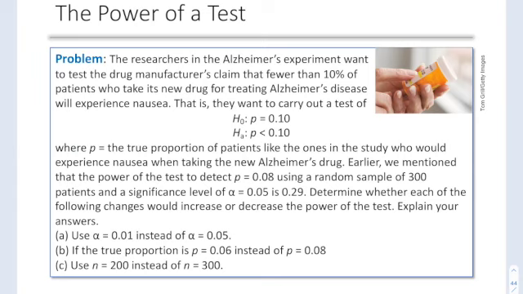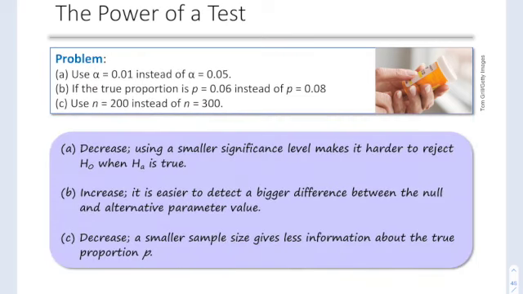Determine whether each of the following changes would increase or decrease the power of the test. If we used alpha = 0.01 instead of alpha = 0.05, if the true proportion p = 0.06 instead of 0.08, and if our sample size was 200 instead of 300. Well, if we have alpha as 0.01 instead of 0.05, it decreases alpha, decreases the significance level, so it decreases the power.